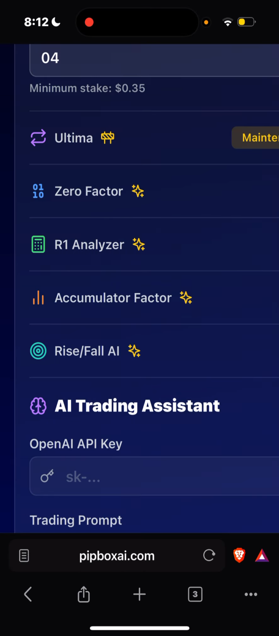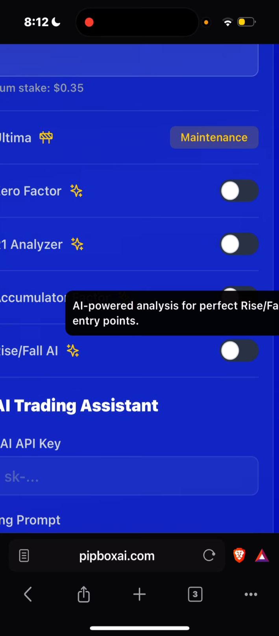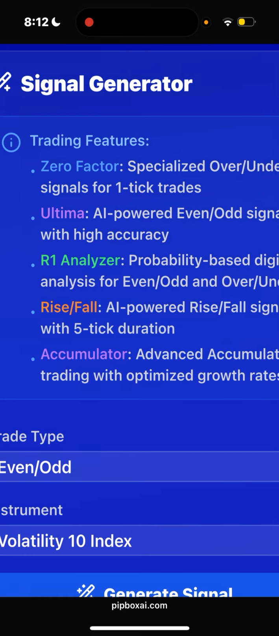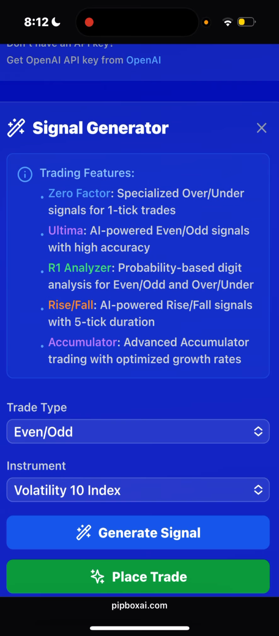To know how Rise and Fall AI works, you can just click on the stars and it will show you the AI-powered analysis, perfected rise and fall entries, and so on. You can also come here and read how Rise and Fall AI works. So, AI-powered rise and fall signals with 5 tick duration. The 5 tick is just the default, but according to the AI prediction, it can go as small as 10 ticks, or it can go to minutes or even seconds.